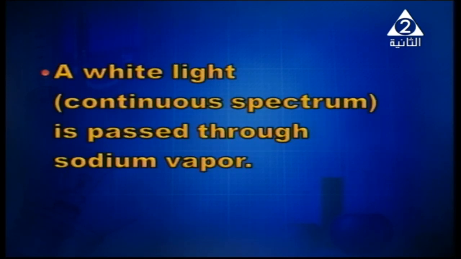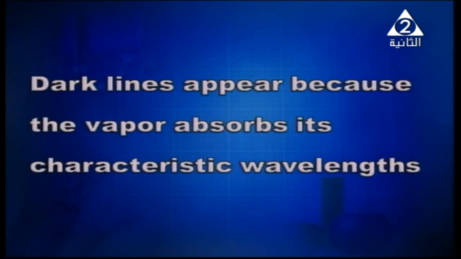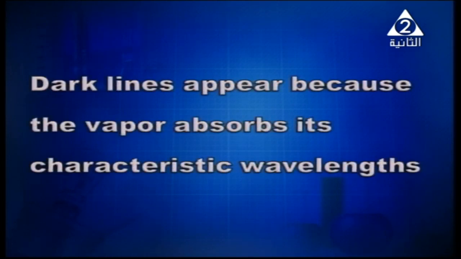What happens when white light, a continuous spectrum, is passed through sodium vapor? Dark lines appear because the vapor absorbs its characteristic wavelengths.